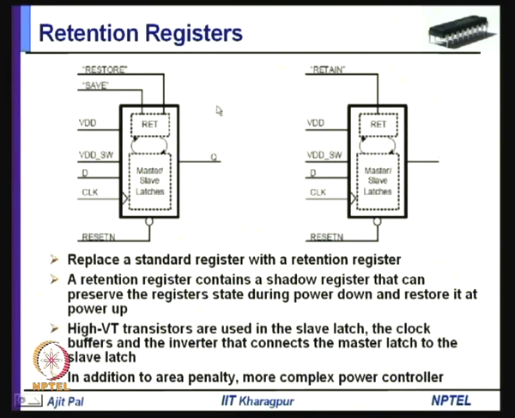These signals are generated. However, you can use a single signal, retain. Depending on whether it is 1 or 0, you can either retain or transfer to the master. You can do it this way, and these retention registers are realized by using high threshold voltage transistors, and as a consequence the power dissipation in these registers is quite small compared to the leakage power that takes place in these masters. So, in addition to area penalty, a more complex power controller is required, because these signals are to be generated from the power controller.